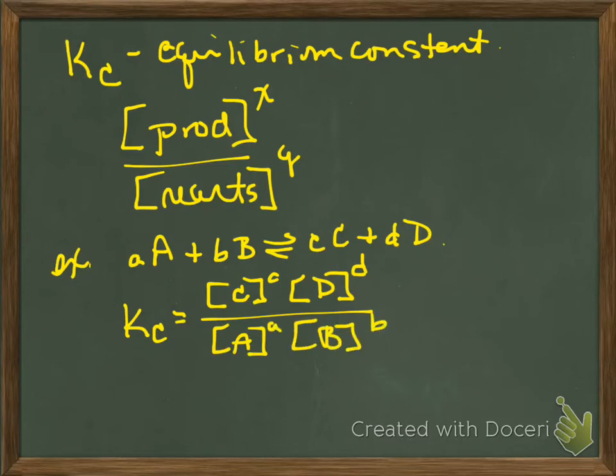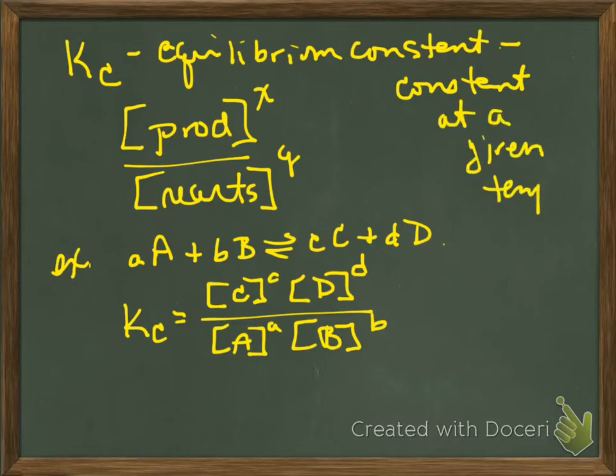Okay. The equilibrium constant is constant at a given temperature. So if I disturb my equilibrium system, keeping the temperature constant, the concentrations of the reactants and products are going to shift and change to maintain that equilibrium constant.